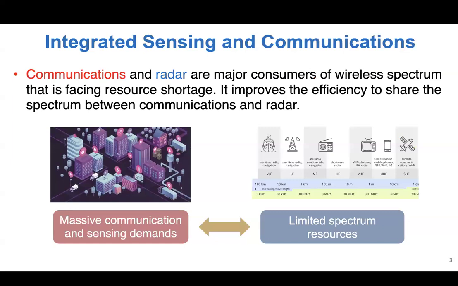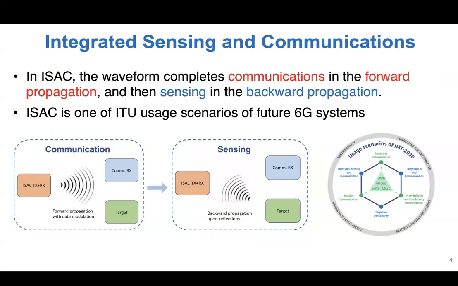So integrated sensing and communication basically tries to integrate communication and radar. These are two different types of applications in wireless. And now wireless spectrum resources are very limited. So how could we share them, so that we can serve all these things together? So we have massive communication and sensing demand, and also limited spectrum resources.